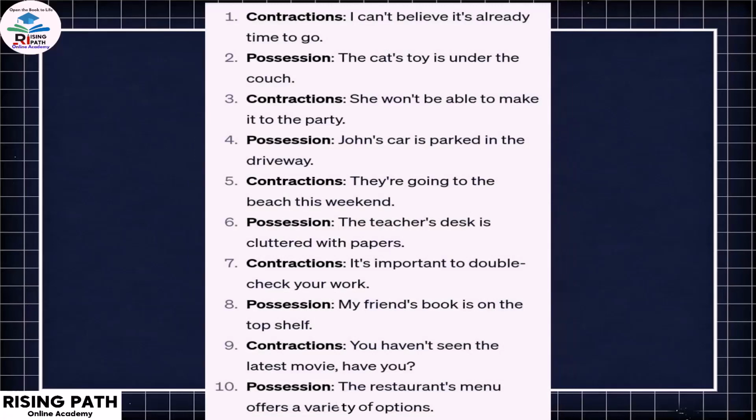Next we have the examples, 10 sentences showing the use of apostrophe in contractions and possession. For example, I can't believe it's already time to go. And when you're going to show possession, then it's the cat's toy is under the couch. So these 10 sentences will help you to learn the difference between possession and contractions, and using the apostrophe in an appropriate way.